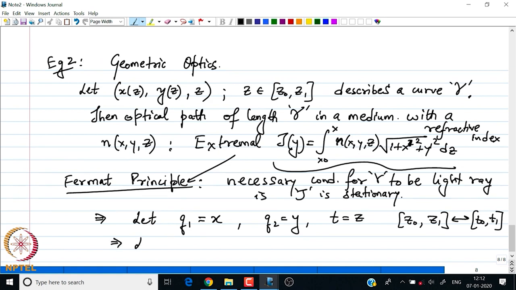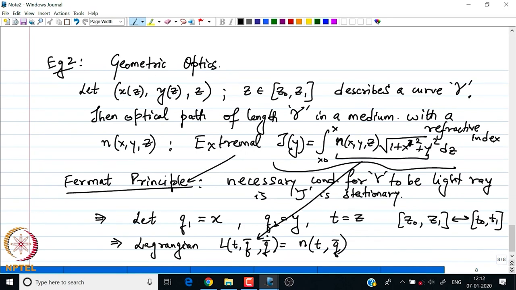And further note that my Lagrangian L of t comma q bar comma q bar dot is given by n of t comma q bar, this quantity transformed in the new variables, times square root of 1 plus q bar dot square, right. Okay. So, this is the so called optical Lagrangian. Let me call this the optical Lagrangian right away.